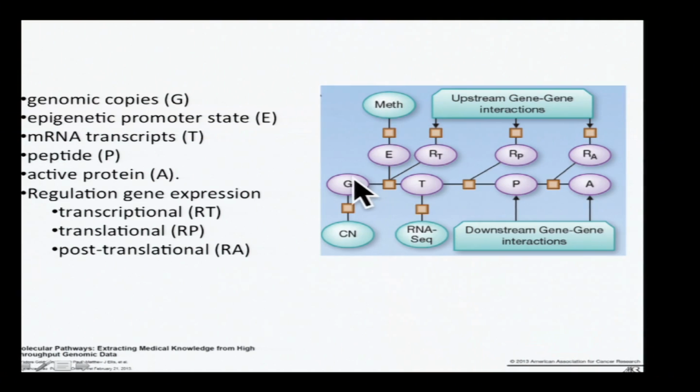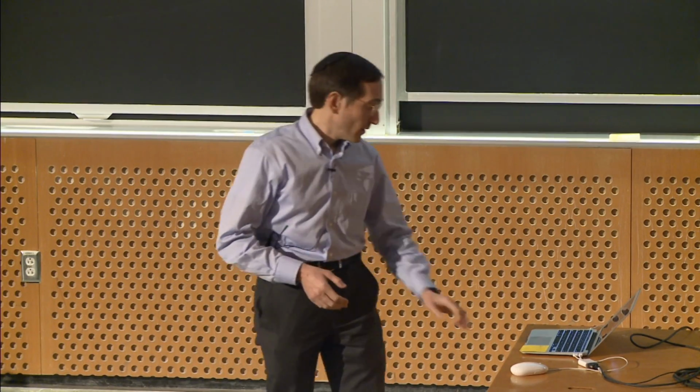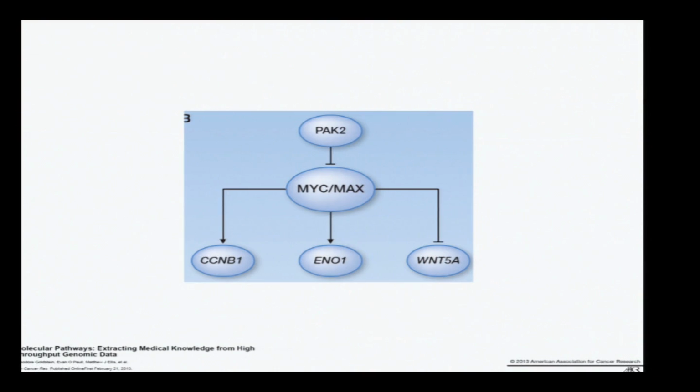And then these are regulatory terms. How much transcript you get depends on these two variables, the epigenetic state of the promoter and the regulatory proteins that interact with it. How much transcript gets turned into protein depends on regulatory proteins, and those are determined by upstream signaling events. And how much protein becomes active, again, is determined by upstream signaling events. And then those can have effects on downstream pathways as well. All right, so then in this score example, they're looking at MYC/MAX. They're trying to figure out whether it's active or not.